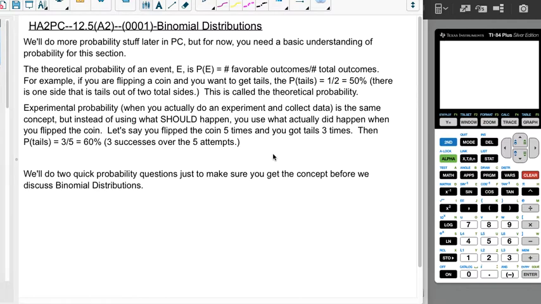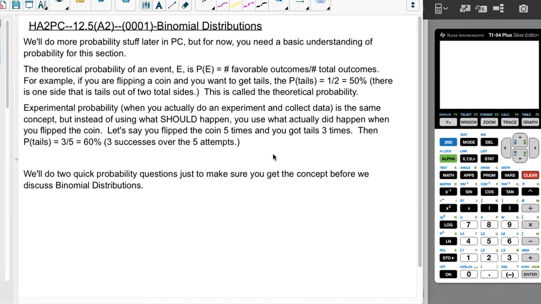We haven't talked about probability really at all. You might have seen it in some of your science classes. It might have come up a little bit in Algebra 1 or geometry. But the theoretical probability of an event E can be written as P of E. And that's the number of favorable outcomes, meaning the number of things that we want to happen, over the total number of outcomes. For example, if you're flipping a coin and you want to get tails, the probability of tails is 1 out of 2, meaning 50%, because there is one side that's tails and there's two total sides. So theoretically, you have a 1 out of 2 chance of getting tails.